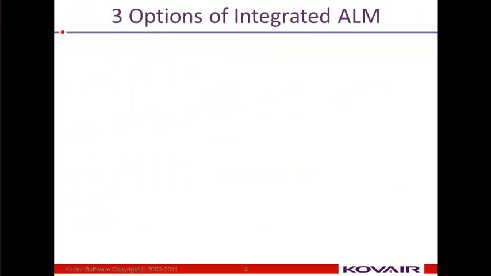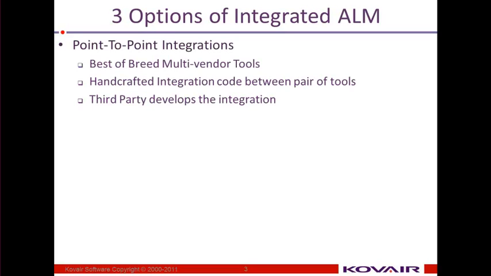So once we are convinced that yes, integration makes sense, the next question is: what are my options? How do we do the integration? The first option, known as point-to-point integration, is possibly the most popular one. Almost every vendor offers point-to-point integration between their own tools as well as between their tool and other third-party vendor tools. The good thing about point-to-point integration is that it's very simple.